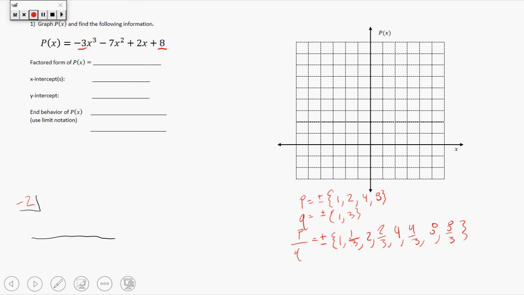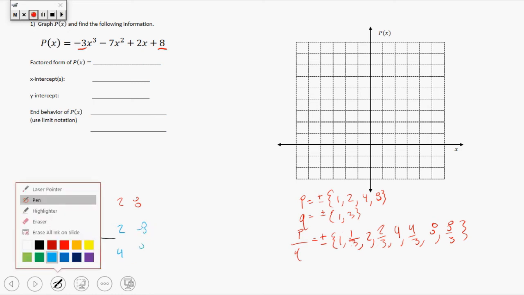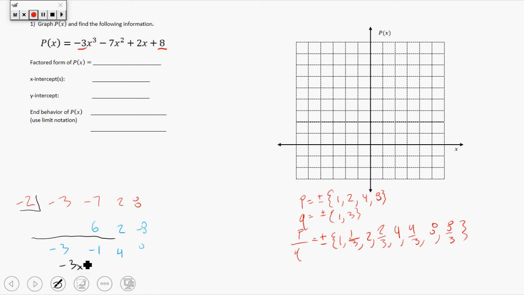So if I plug negative 2 in, I'm going to do a division, so I'm essentially factoring this. Negative 3, negative 7, 2, and 8. If we do this, we get negative 3, 6, negative 1, 2, 4, and negative 8, and 0. So that leaves us with a polynomial that's negative 3x squared minus x plus 4. And then this will further factor to negative 3x minus 4 and x minus 1.